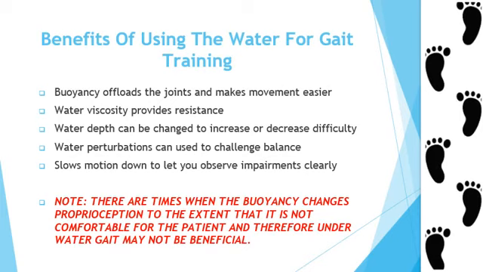Here are some of the reasons that make practicing gait in water different than on land. Buoyancy offloads the joints and makes movement easier. Water viscosity provides resistance. Water depth can be changed to increase or decrease difficulty. Water perturbations can be used to challenge balance. You can also slow the motion down to help you observe impairments clearly.